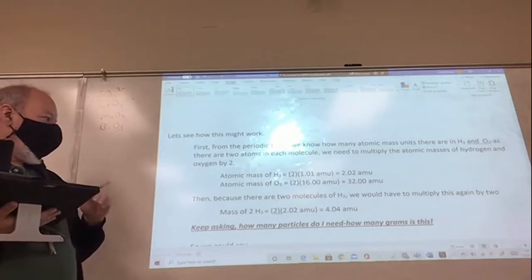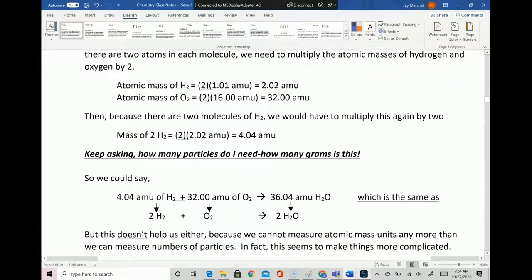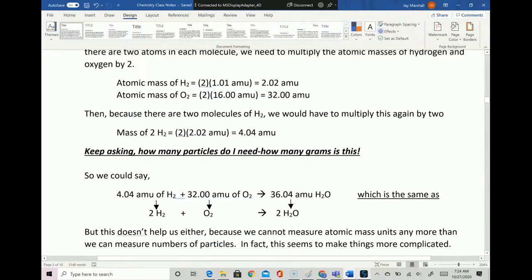Okay? So the second thing I have to do is I have 2 hydrogen molecules, so I'm going to have to multiply that again by 2 to give me 4.04 atomic mass units. Okay? So, again, keep asking, how many particles do I need?